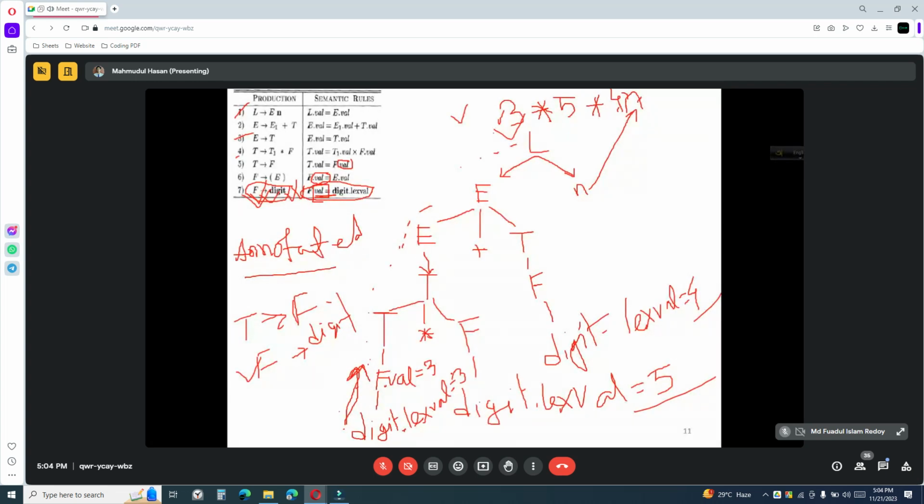Digit dot lex value will be 3. Please ask if you have any confusion. Not like bottom-up. When you are at the time of a synthesized attribute, you just think F to digit, that means like this one. And in case of a production rule, you always need to think top to bottom.